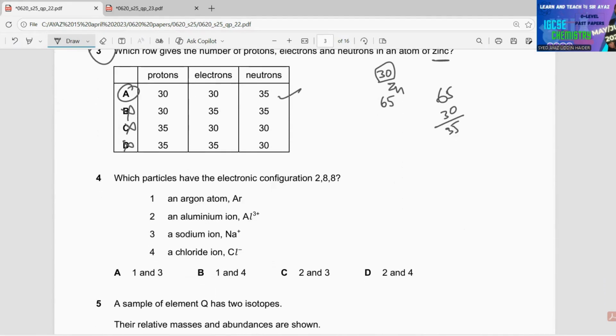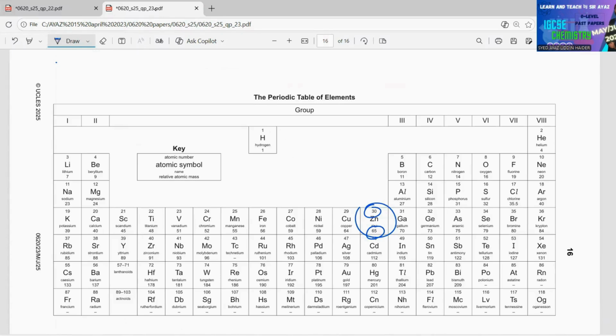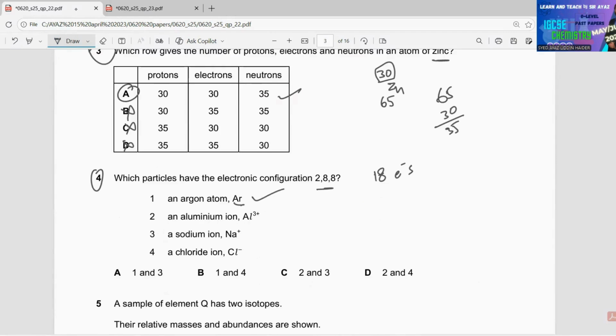Number 4, which particles have the electronic configuration 288? When we say 288, it means that the number of electrons must be 18 electrons. So if you look at this piece, in 1 we have an argon atom, Ar. Here's Ar. You see, the proton number is 18, which means it has 18 electrons. So 1 must be the right response.